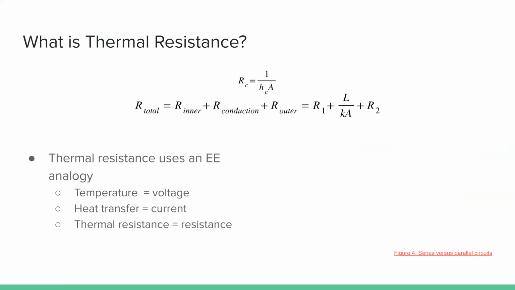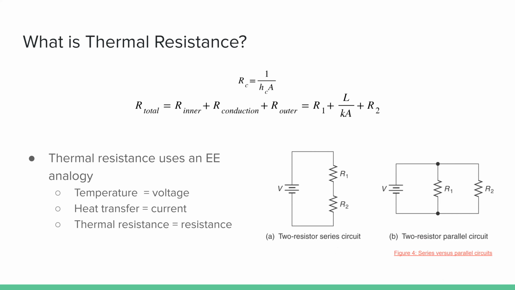Going off of heat transfer, thermal resistance is another heat property defined as a temperature difference by which an object resists heat flow. Thermal resistance can be related to an EE circuit, where temperature is voltage, heat flow is current, and thermal resistance is resistance. Similarly, thermal resistance is inversely related to heat transfer. We have a few sources of thermal resistance, from conduction, from an inner object, and from an outer object.